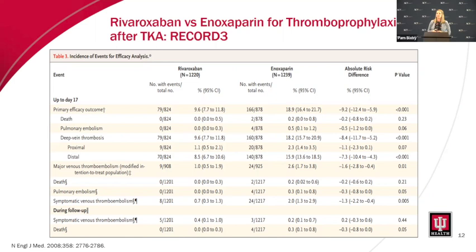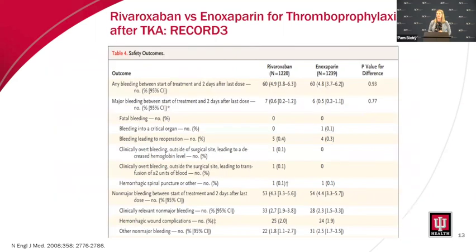So for the primary efficacy outcome, there was no significant difference between Rivaroxaban and Enoxaparin with regard to meeting the efficacy outcome. And when we look at the Record 3 trial with regard to the incidence of any bleeding in these patients, it's really hard to see, and I'm sorry about that. For the Record 3 trial, there is no statistically significant difference in bleeding, and hopefully you can see that. Go to Record 4.